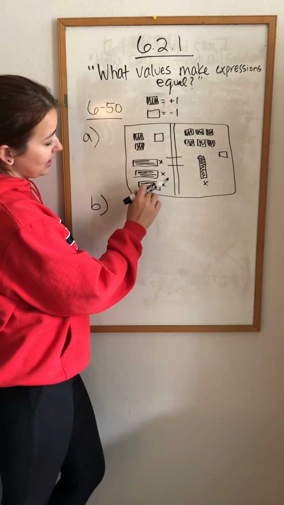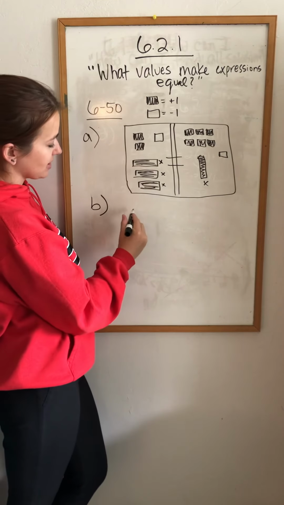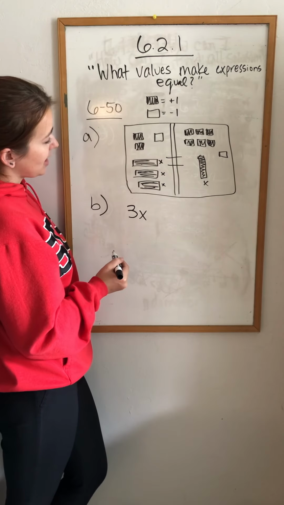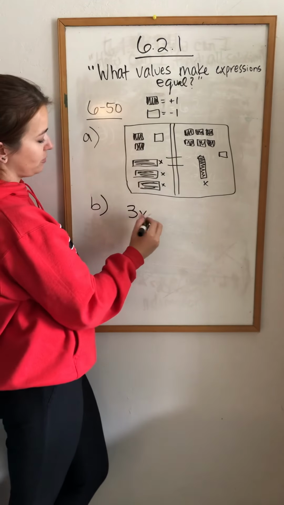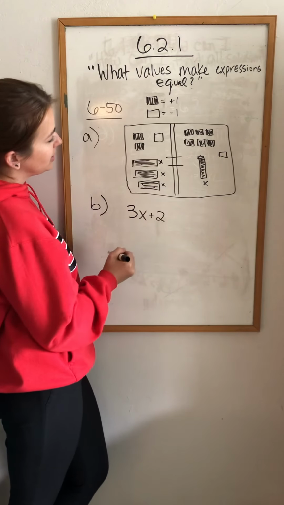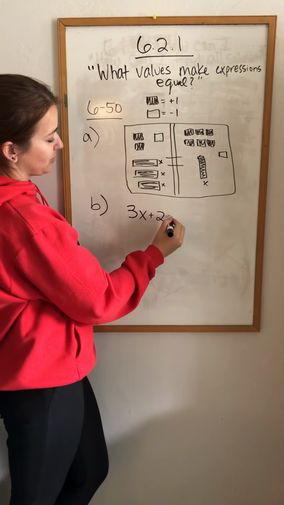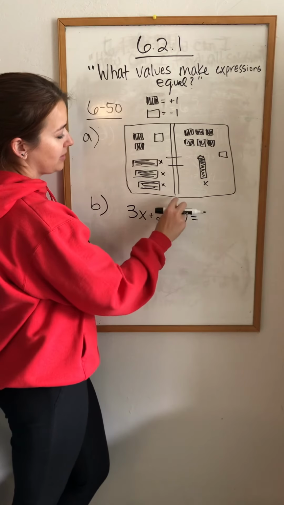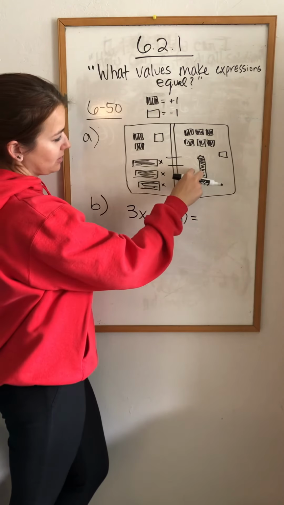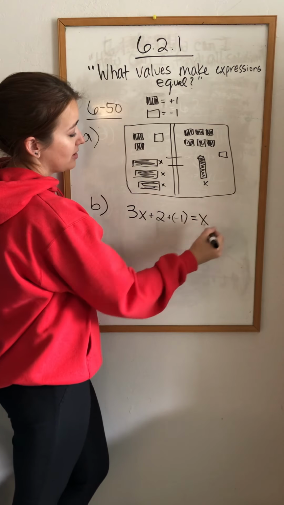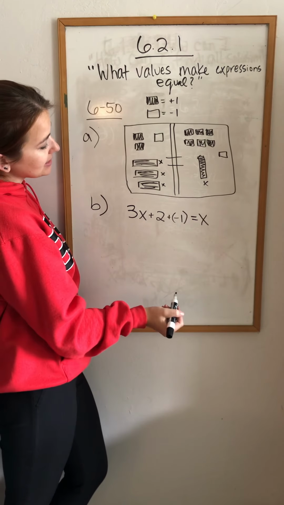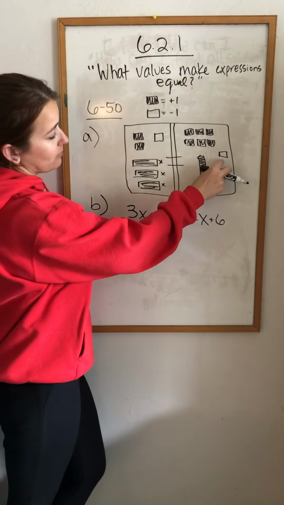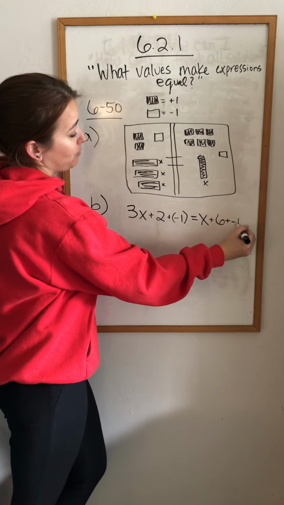So this side, I see 3 positive x's, so that means 3x. And then I see 2 positive 1s, so I'm going to put plus 2. And I see 1 negative 1, so I'm going to put plus a negative 1. That's the first side. That means equals. I see 1 positive x over here. I see 6 positive 1s, so I'm going to put plus 6. And then I have 1 negative 1, so I'm going to add plus a negative 1.